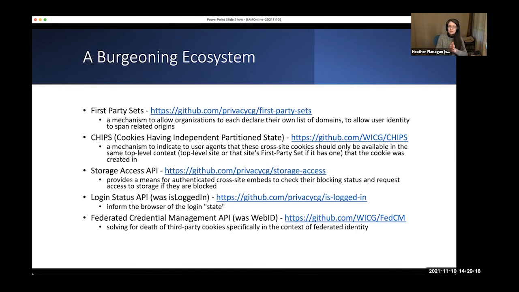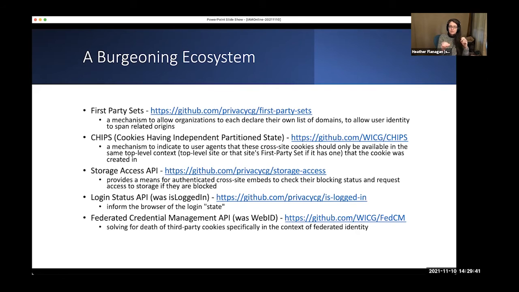There's the first party sets, which will allow an organization to say, here's our list of domains, and you should just feel free to share information between those domains. That's going to be really useful in some contexts. But how will that work with, say, Federated Credential Management API? It's not clear. Nobody knows yet.